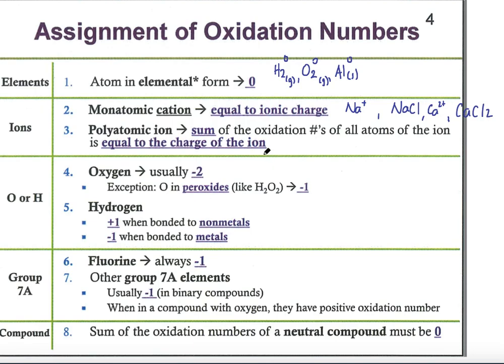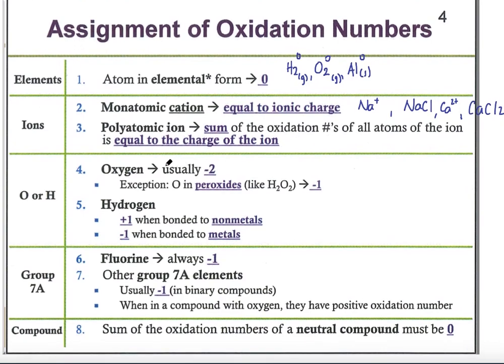So for example, for sulfate, the sum of the oxidation numbers of the sulfur and the 4 oxygens would have to equal the charge of the ion, which is -2. And we'll do an example of this in the next page. The next rules are for oxygen and hydrogen.